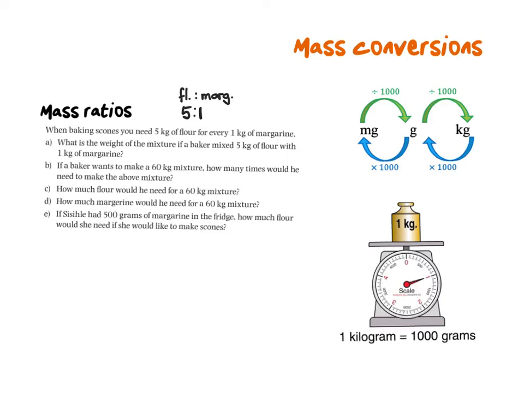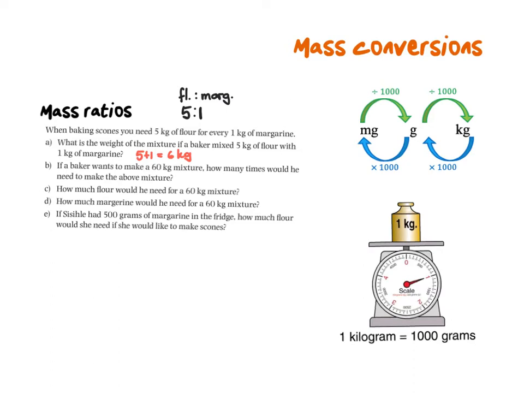So now if we need to answer the questions, it says, what is the weight of the mixture if a baker mixed 5 kilograms of flour with 1 kilogram of margarine? Very simple. 5 plus 1 would give me 6 kilograms. If a baker wants to bake 60 kilogram mixture, how many times would he need to make the above mixture?